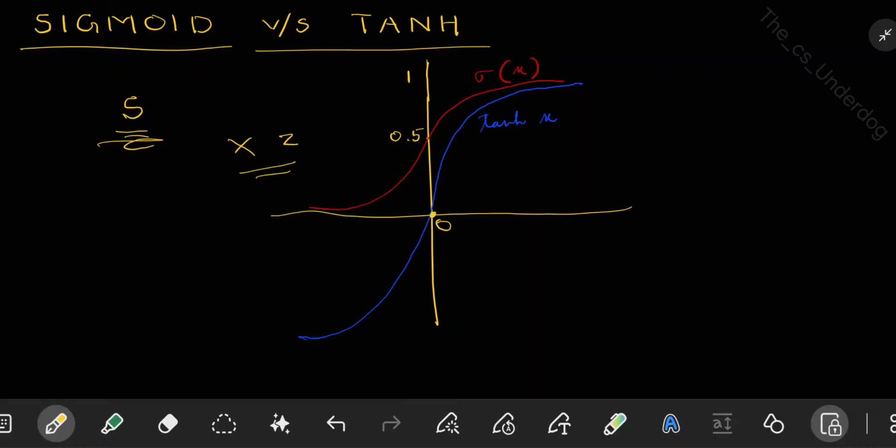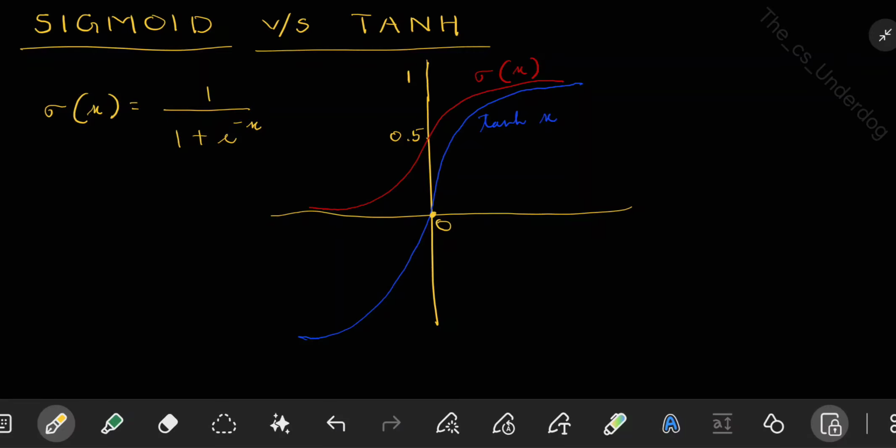But this does not mean tanh can be placed exactly in place of a sigmoid. So that is what we are going to see: where to use sigmoid, where to use tanh and how they are different. First of all, we'll just write the formula so that everything is clear. Sigmoid of x is 1 by 1 plus e power minus x. This is the formula for sigmoid.